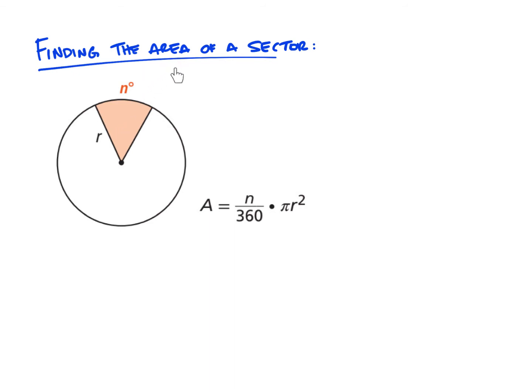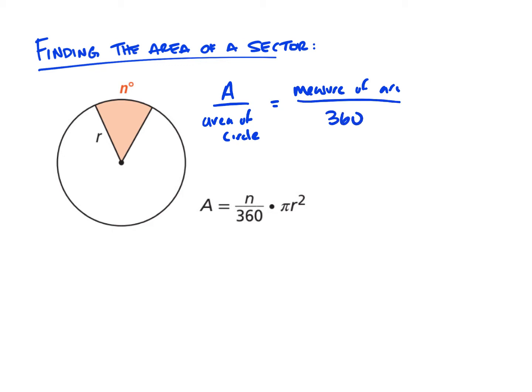And we're going to use a similar idea to what we used when finding arc length. Whereas the length of an arc was a fraction of the full circle's circumference, the area of a sector is a fraction of the full circle's area. So if I apply that idea as a proportion, I could say that the area of a sector over the area of the circle, that ratio should equal the measure of the arc over 360.